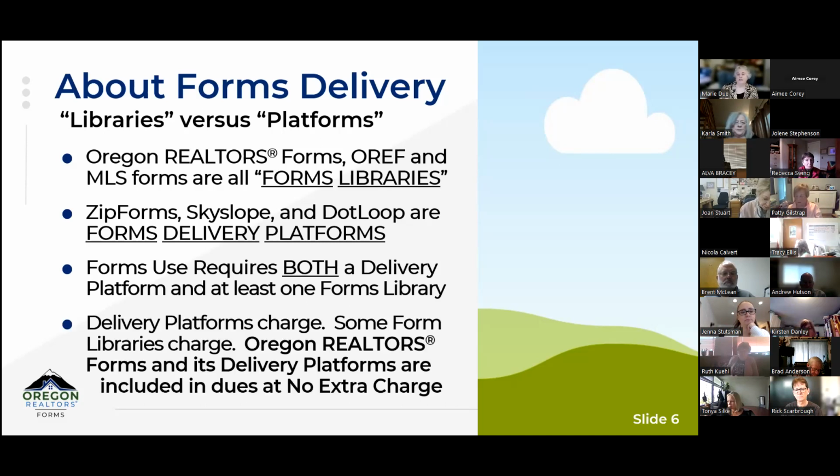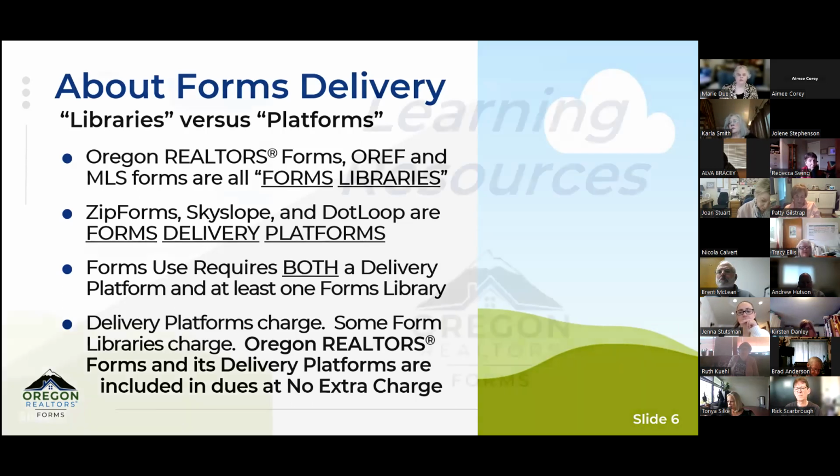Now, one of the things that we also did was negotiate with Zip Forms, SkySlope, and Loop so that you can get the forms on those platforms at no charge. It's included in the dues that you pay. So keep in mind that there isn't an extra charge to be in Zip Forms or SkySlope. That is all done through the Oregon Realtors. That was part of the work we went through.